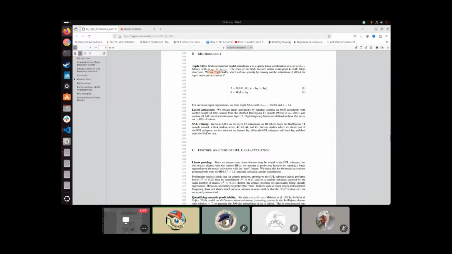Okay, they also use k-sparse autoencoders, which enforce sparsity by zeroing out all but the top k latent activations. So the sparse autoencoder has to learn to pick the most important latents. It zeroes out everything that is not among the highest activations, so it's doing a pick-k algorithm. They call it a top-k sparse autoencoder.